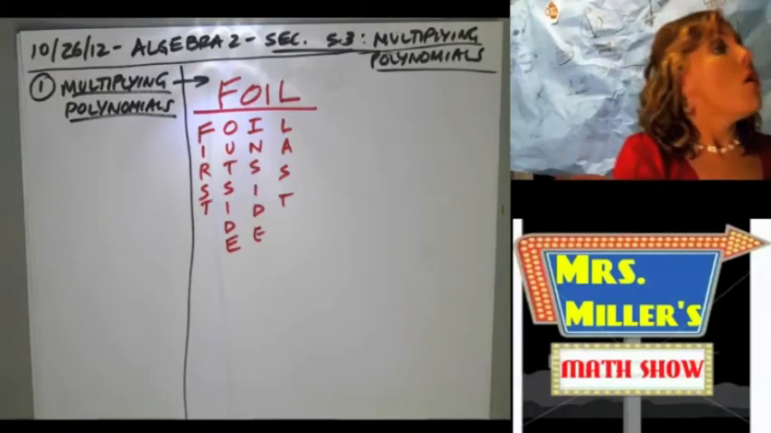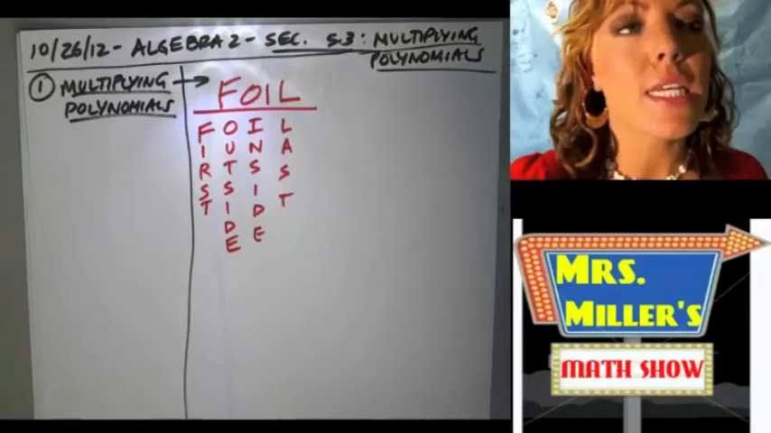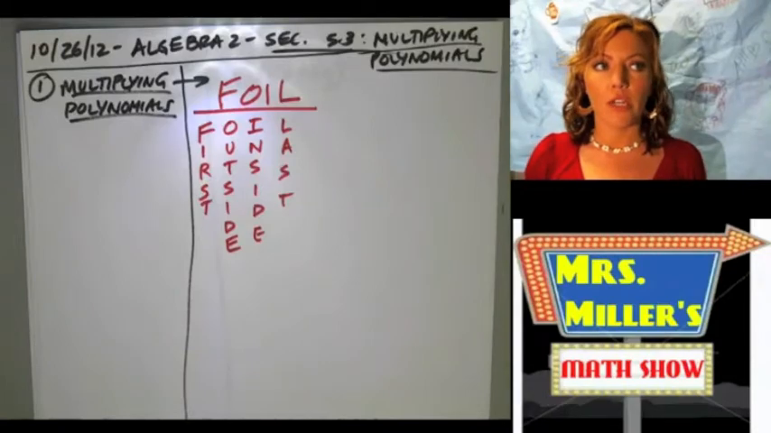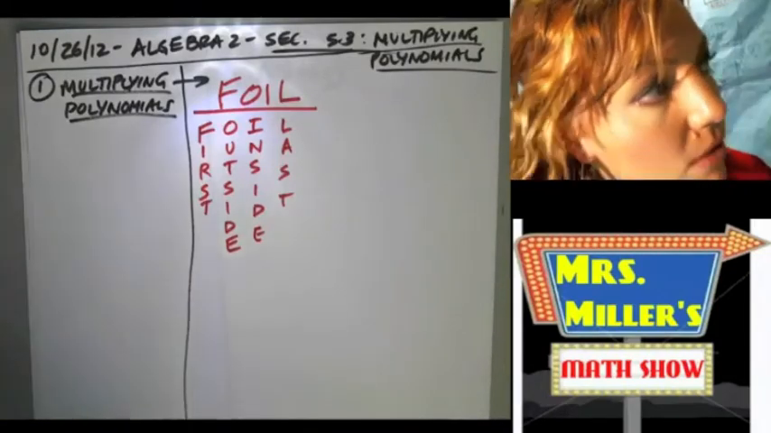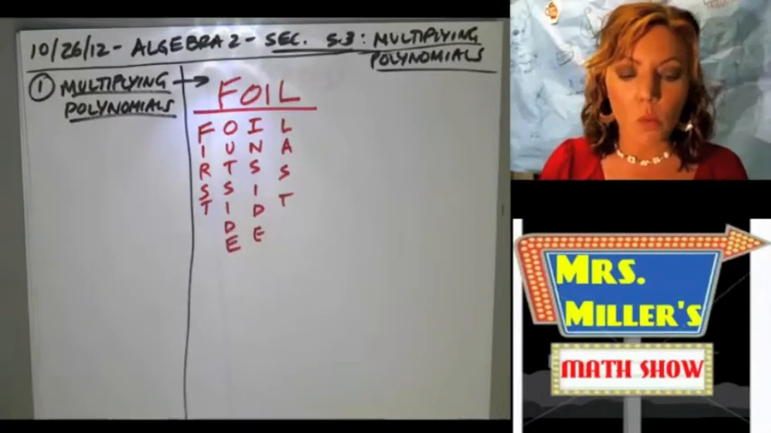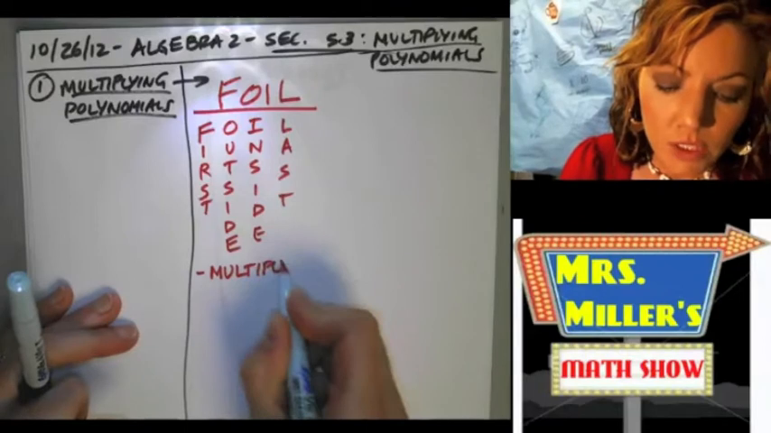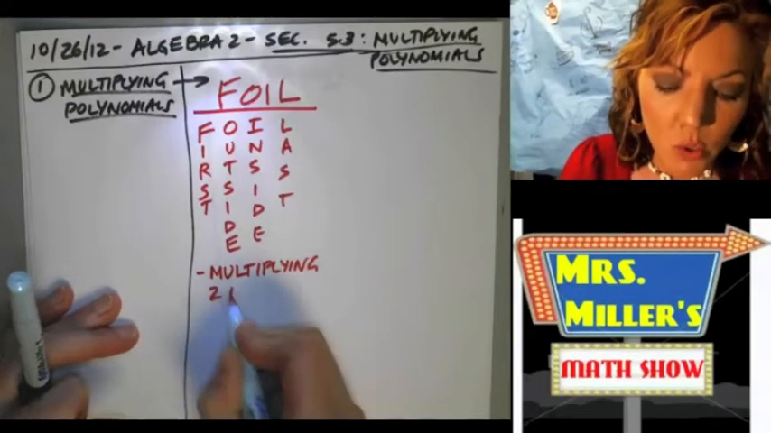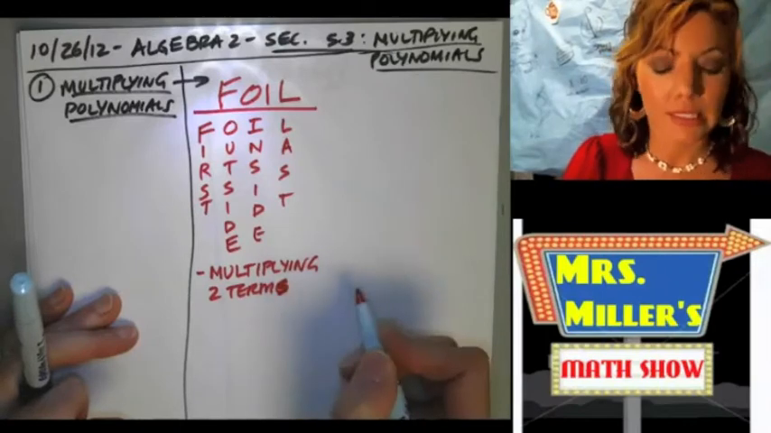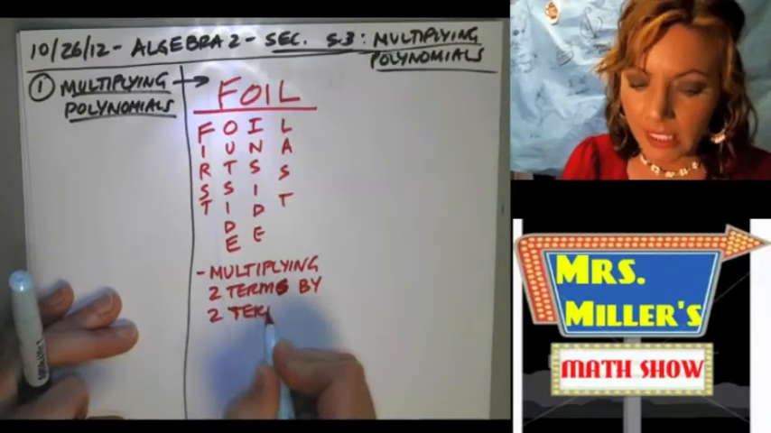So, FOIL works really, really well. Again, if you guys can't see, please let me know, and I will switch back to the darker color. Are we good? Can you see? Yes. Okay. All right. So, this works really well if you're dealing with multiplying two terms, also called a binomial. So let me give you an example of what exactly that means.